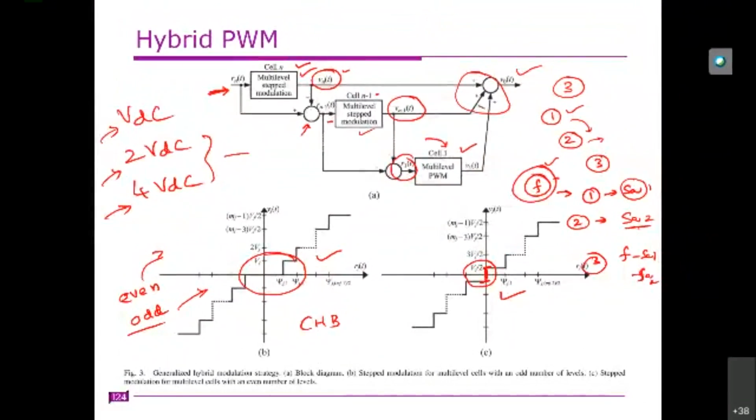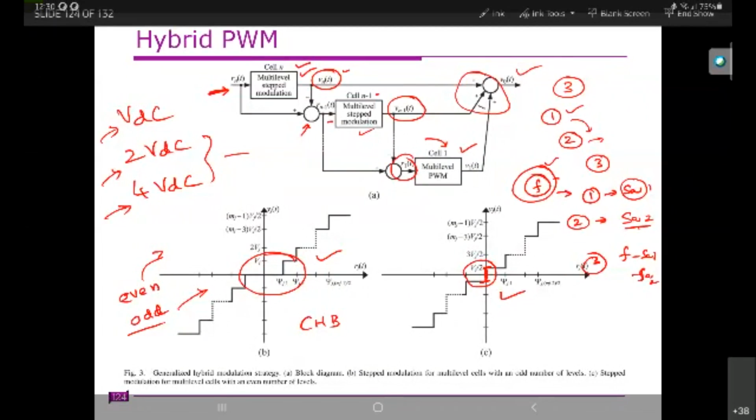Okay, so this much detail is enough. I don't want to go deep into this. The only thing you need to remember is that in hybrid PWM, whatever output voltage is obtained from the highest voltage bridge, we need to subtract from the actual reference voltage for controlling the lower voltage H bridges. You just need to remember that.